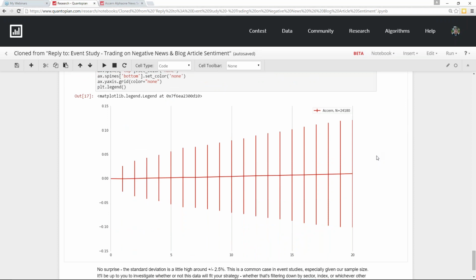Any kind of earnings announcement, share buyback announcement, CEO change, any event that you're looking at with a large sample size, you're going to get a large standard deviation. This is actually pretty good from what I've seen. Of all the event studies that I've done, this is actually pretty good.